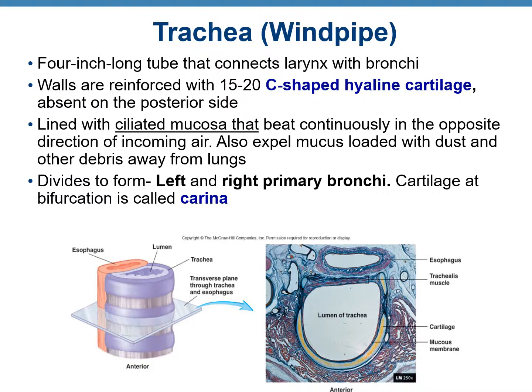Remember that on the posterior side of the trachea is the esophagus. Now the inside lining is made up of pseudostratified ciliated columnar epithelium, and the cilia move in the opposite direction of incoming air, so it helps in expelling mucus that has already caught dust and other debris or germs. The trachea bifurcates into two, called the left and the right primary bronchi. The left bronchus would enter the left lung, the right bronchus would enter the right lung, and there's a cartilage at the point of bifurcation which is known as carina.